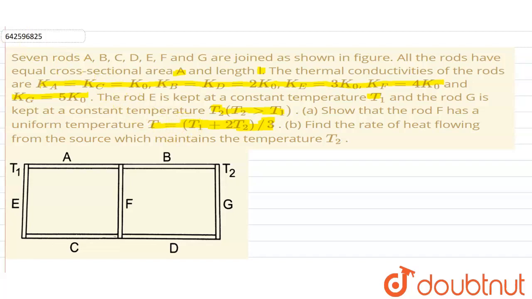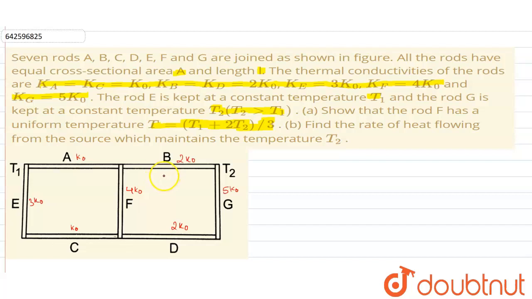Okay, so we have been given 7 rods whose thermal conductivities are: Ka and Kc have thermal conductivity K naught, B and D have 2 times K naught, the rod E has 3 times K naught, F has 4 times K naught and the rod G has 5 times K naught. The temperature of the rod E is maintained at T1 and for G it is T2, and T2 is greater than T1.